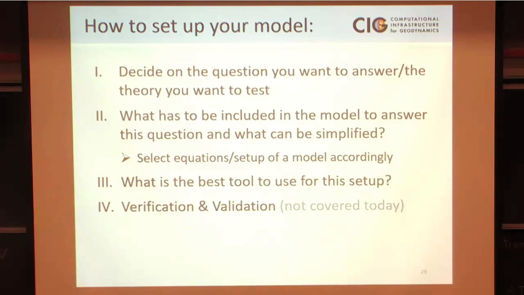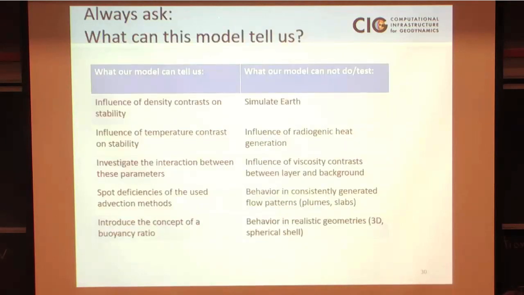And then there's a very important step at the end, that is verification and validation. And there's no time to cover this today, unfortunately. But we can at least say a few things about the other steps. So one of the important things, if you see a model result, either by yourself or by somebody else in a paper, always ask, what can this model actually tell you? You need to be aware of what you can interpret about this model and what you can't interpret about this model. So for example, let's think about our model that we just set up. What it can tell us is the influence of this intrinsic density contrast on the stability of this basal layer. We can change the density contrast and see if this layer is still stable.